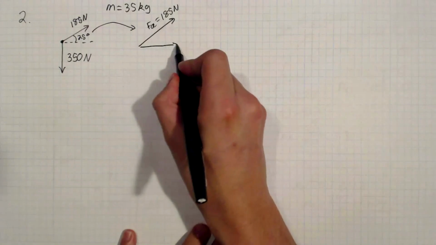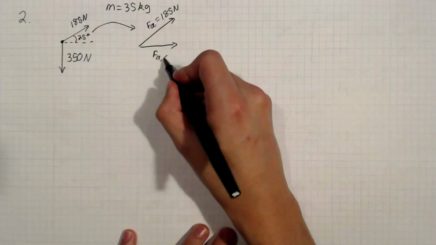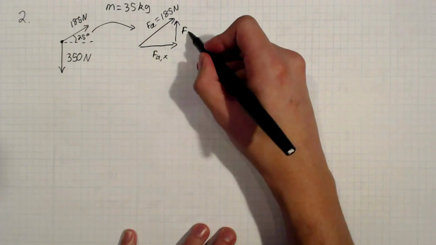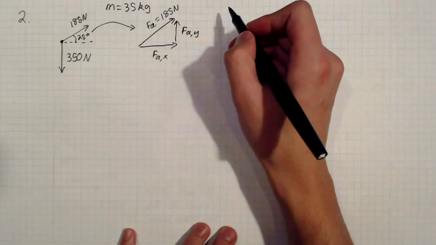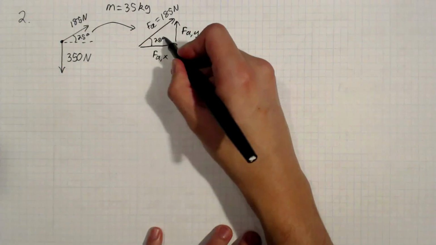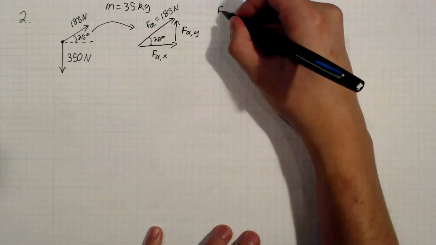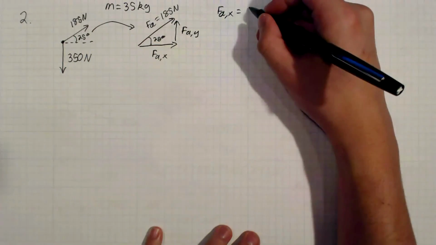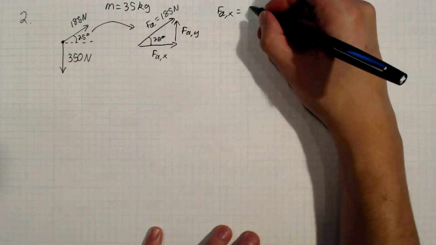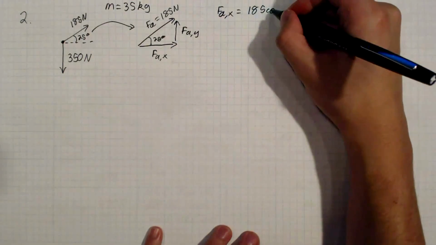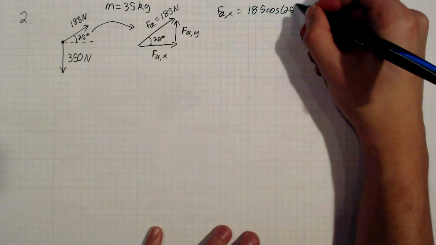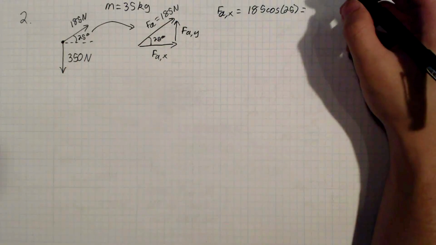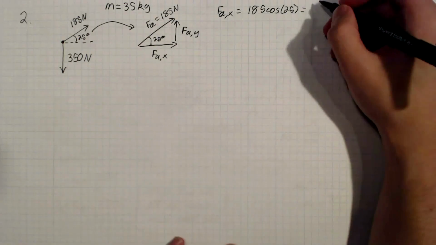And we want to split it into its x component and its y component. So to do that, we're going to use a little bit of trig. So F, our applied force in the x direction, equals, that looks like a 28, isn't it? That should be a 25. 185 cosine 25, which is going to be equal to, I don't know, 73 newtons.